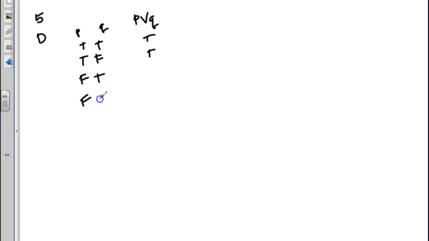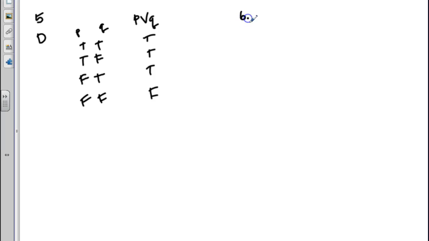Number 5, the answer for number 5 is D. And number 5 was an or, P or Q. So remember, as you're looking across at P and then at Q, that only one of them has to be true for an or to be true. So it looks like this. And so the first 3 are true and the last one is false. Number 6, so that answer was D.